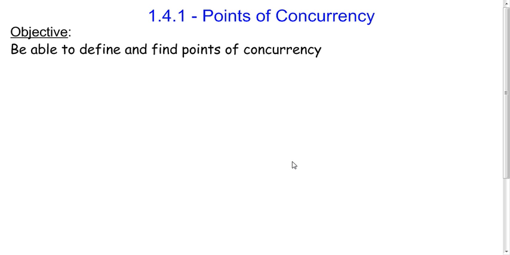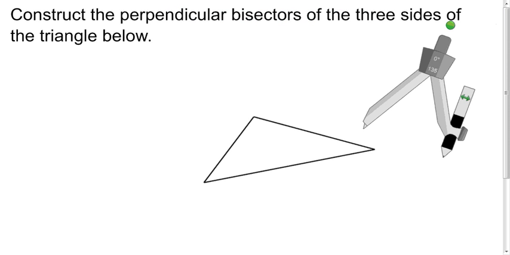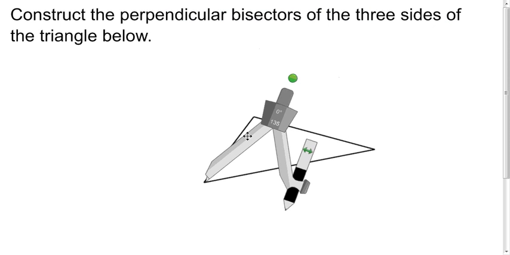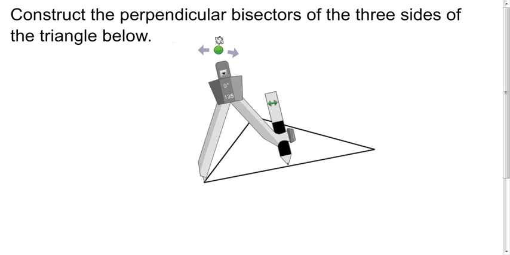Hello class. In this lesson we'll be learning the definition of a point of concurrency and how we can locate them in triangles. So to start off, we have this triangle and we want to draw all the perpendicular bisectors of the sides that we can. So I'll demo one of them for you, and the steps are the same for the other two sides, and then I'll show you the final product.